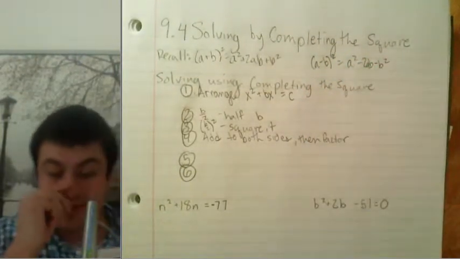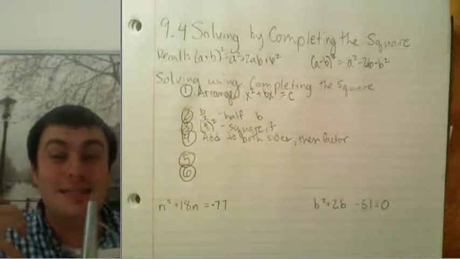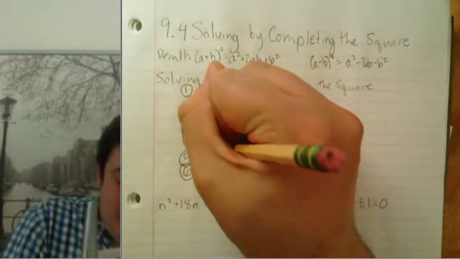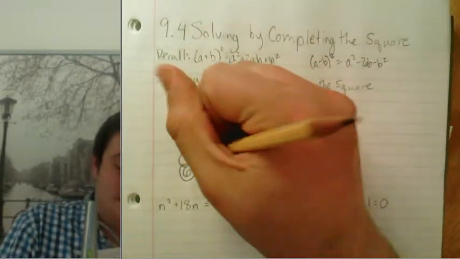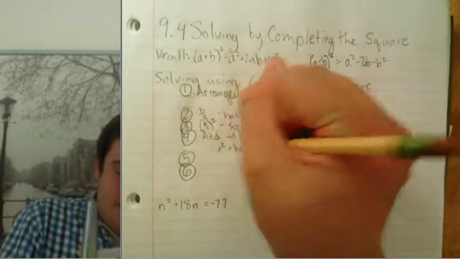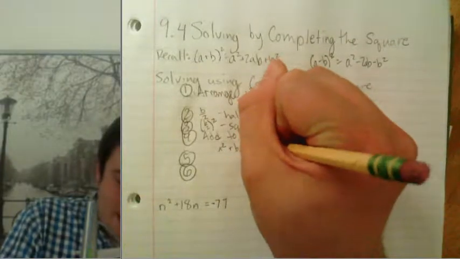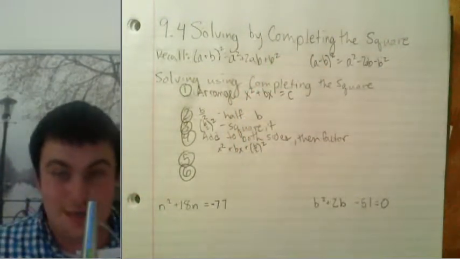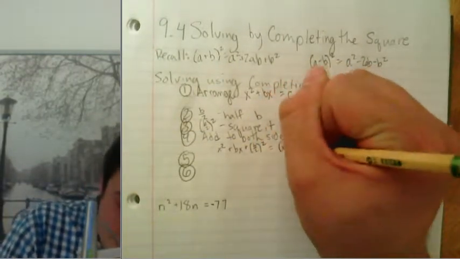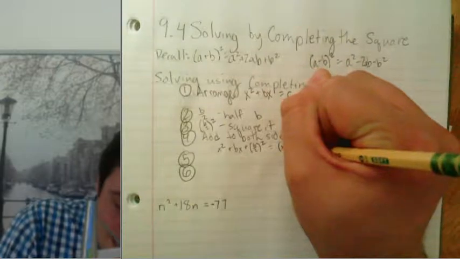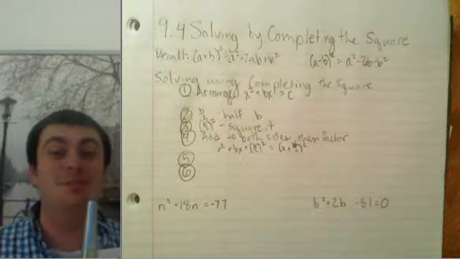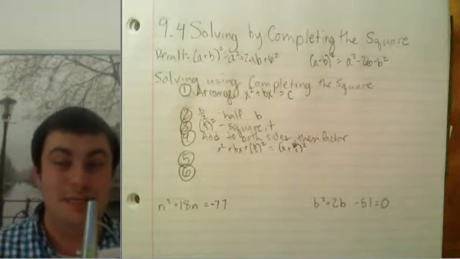Now, the best part about adding it to both sides is that we can go right to saying x plus b over 2 as our factor. So when we have x squared plus bx plus b over 2 squared, that equals the group x plus b over 2 squared. So we can jump right to that factoring step pretty easily.